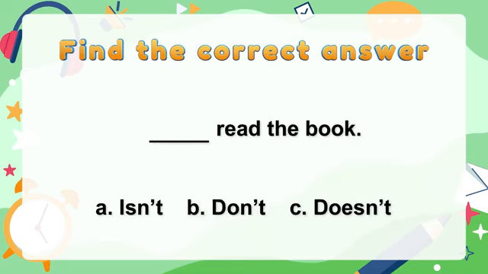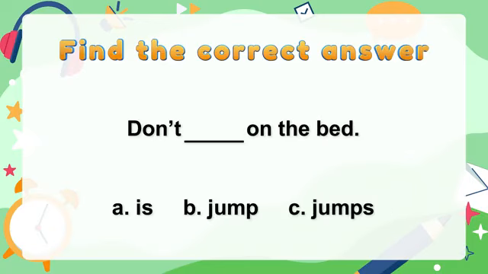Blank read the book. Read is a base verb. It goes with a do verb. The answer is B. Don't read the book. Don't blank on the bed. We have don't. We need a base verb. The answer is B. Jump. Don't jump on the bed.